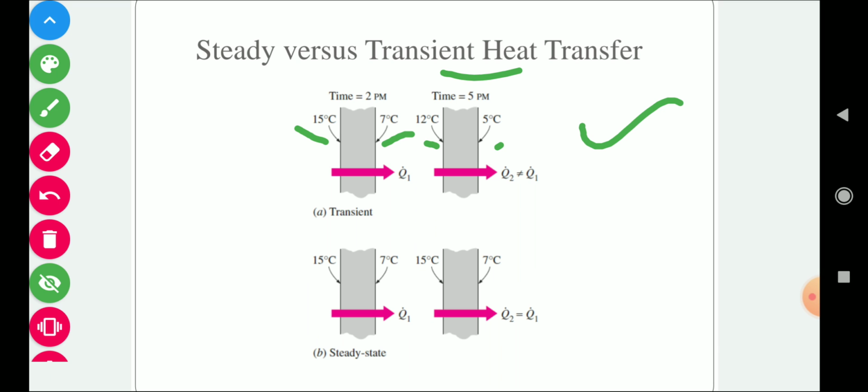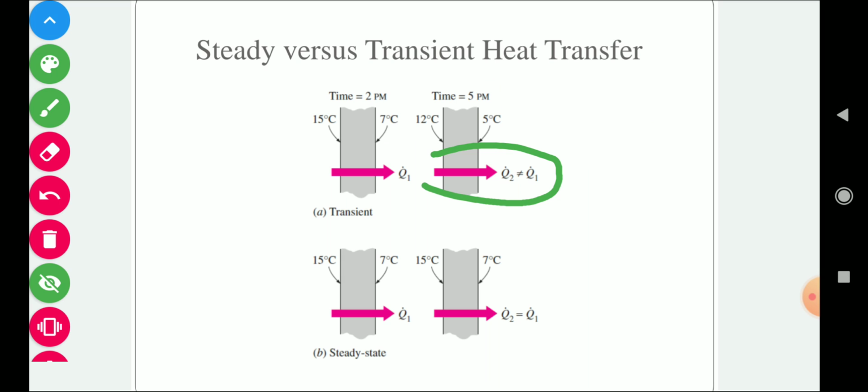As you know, the heat transfer rate depends on the temperature difference between the two points. If the temperature changes, the heat transfer rate will also change. So at an unsteady state condition, we get a variable heat transfer rate, because the temperature is changing, and the temperature difference is the main driving force for heat transfer.